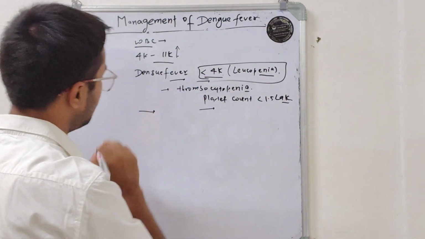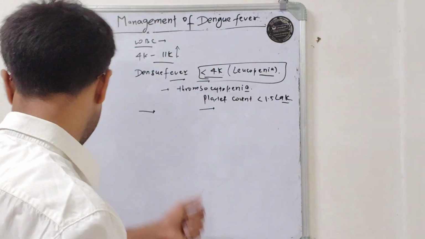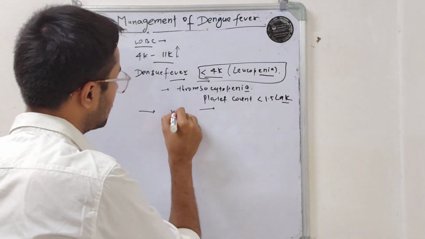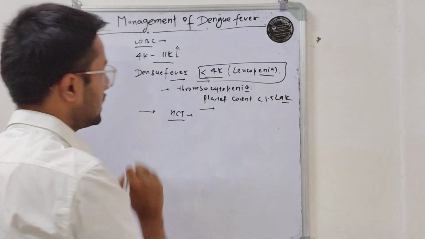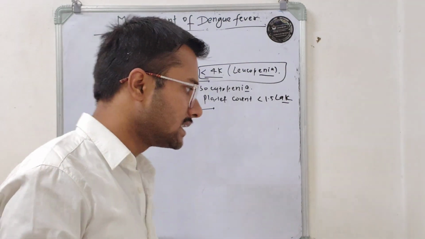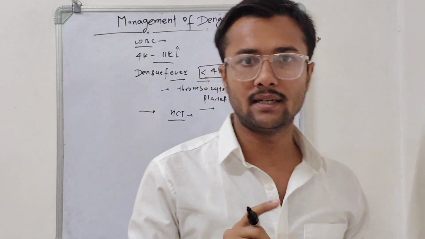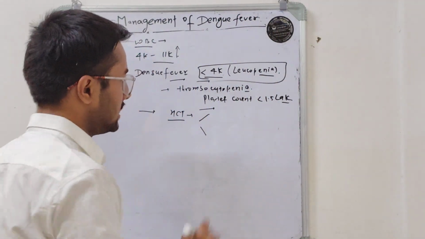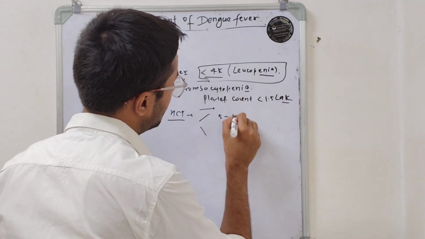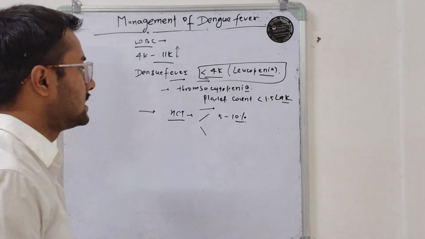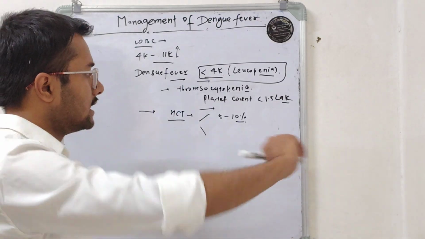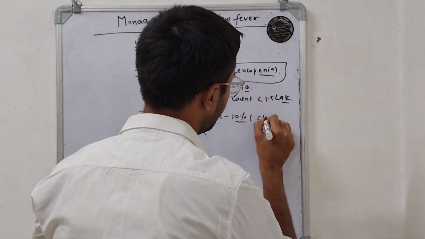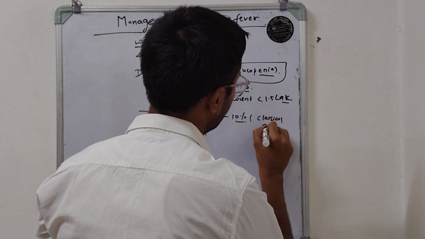We also have to focus on some other findings. What are those? One of the important findings is the hematocrit level. On the basis of the hematocrit level, we classify dengue fever into two categories. If the hematocrit level is elevated by 5 to 10%, in that condition we consider it classical dengue fever.